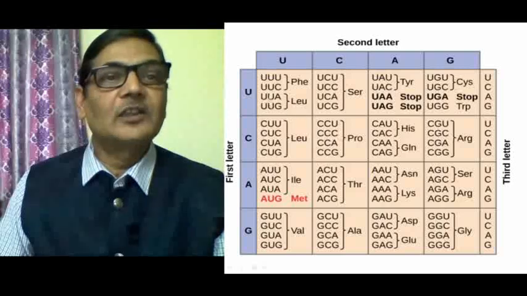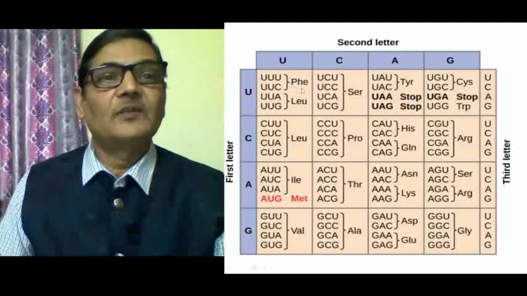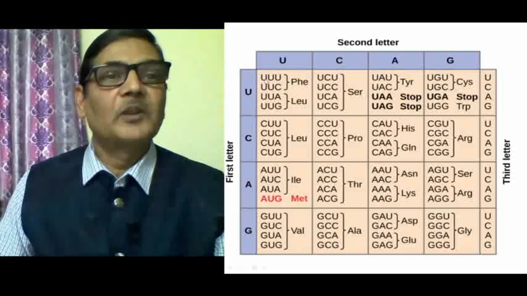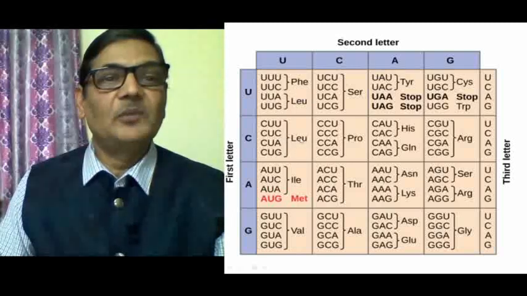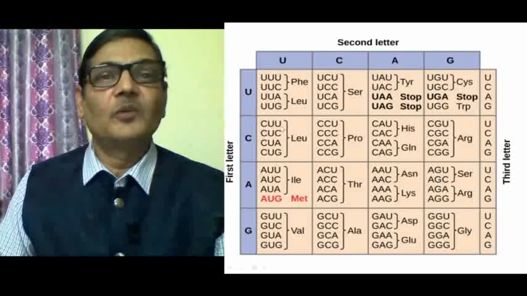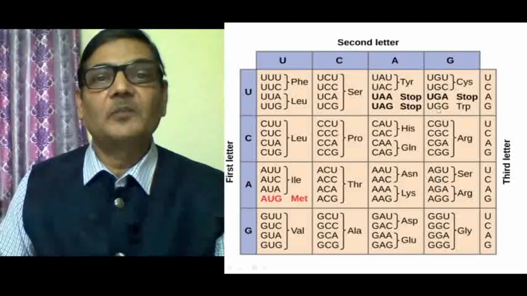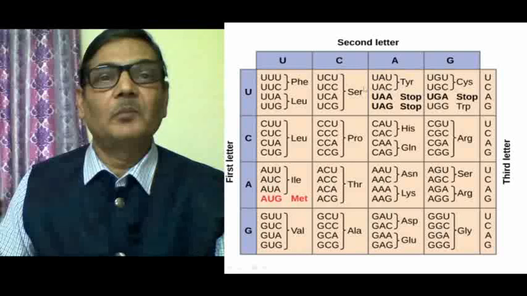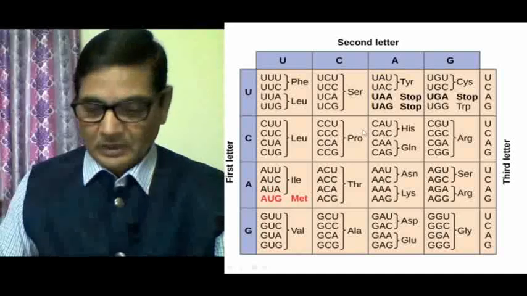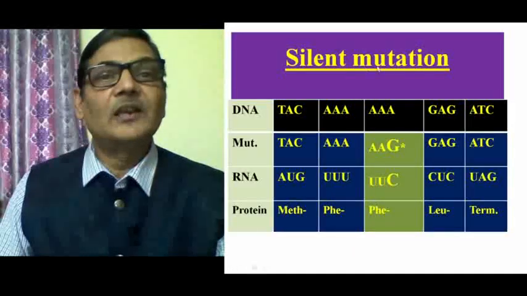And another thing you can notice here is that a single amino acid, like phenylalanine, may be recognized by 2 codons, UUU and UUC. Leucine is identified by 6 codons. So a single amino acid may be recognized by more than 1 codon, except for tryptophan, which is identified only by UGG. Most of them have more than 1 codon. So here we can have the idea about silent mutation.